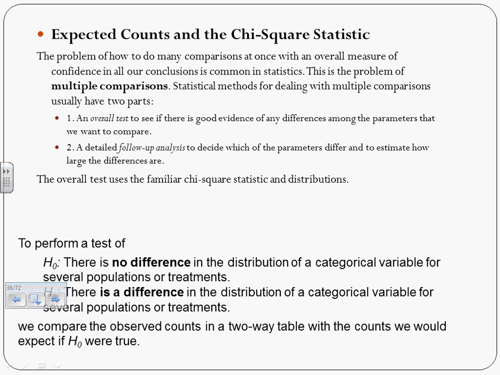Anyway, perform a test. So here our null hypothesis is there's no difference in the distribution of a categorical variable for several populations or treatments. And make sure you're writing this in context of the problem. We'll get to that. And your Ha is there is a difference in the distribution of the categorical variable for several populations or treatments. Remember, your null is always no difference, equals, right? No difference. Okay, we compare the observed counts in a two-way table with the counts we would expect if the null were true.